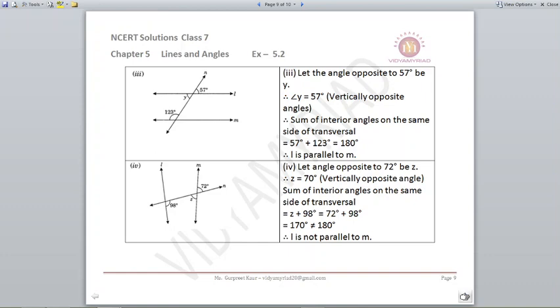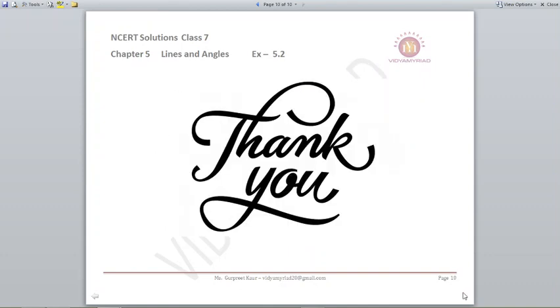So here basically we are using the property of co-interior angles to prove whether the lines are parallel or not. In the case of co-interior angles, only if your sum is equal to 180 degrees are the lines parallel. Co-interior means the sum of the angles on the same side of the transversal. With this we finish this chapter as well as exercise 5.2. I hope children you have understood the various properties of parallel lines which we have used here.